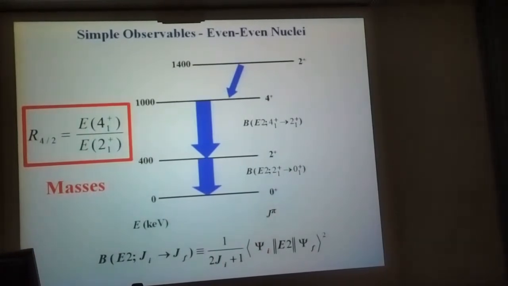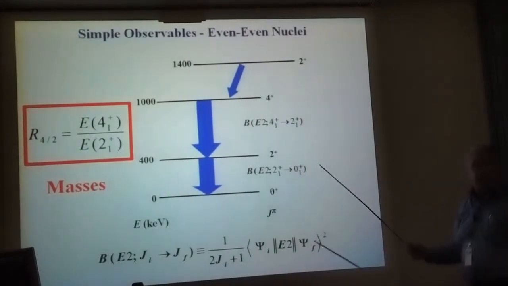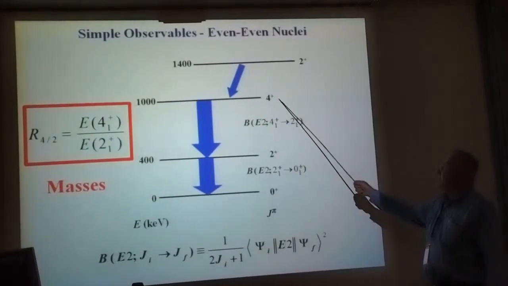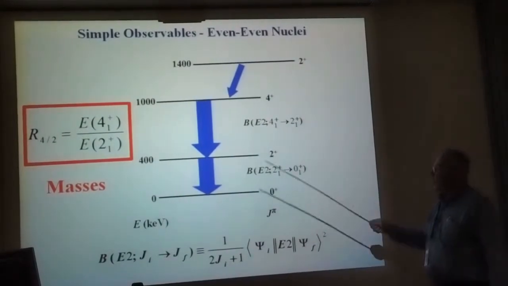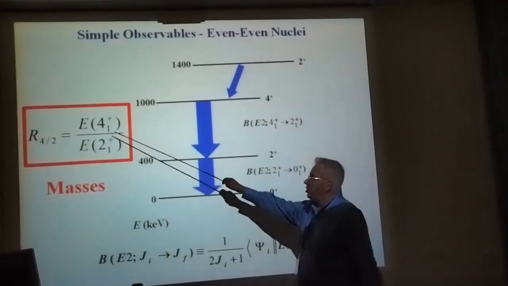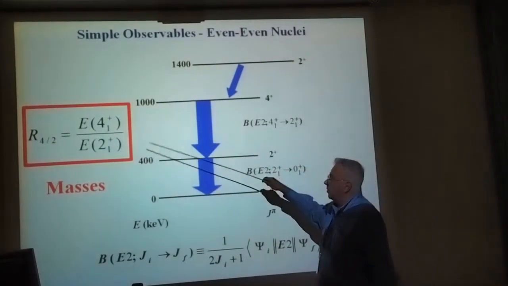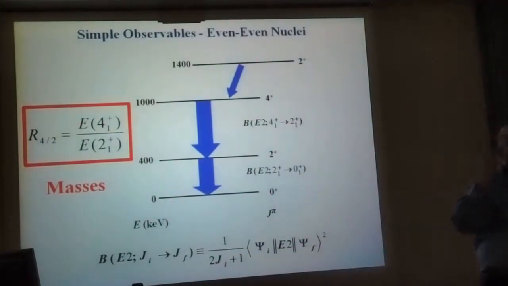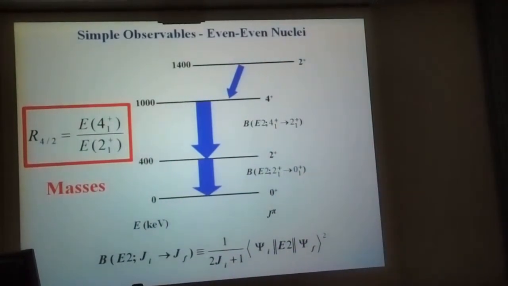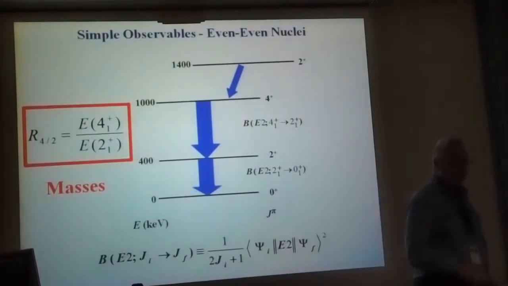Okay? First excited state of almost all nuclei, even nuclei, is 2 plus. Second excited state about 98% of the time is 4 plus, and so on. This ratio, the ratio of the energy of the 4 plus to the 2 plus, in this case 1,000 over 400, is a very important quantity.